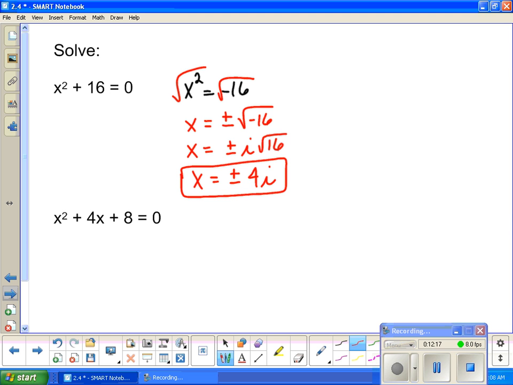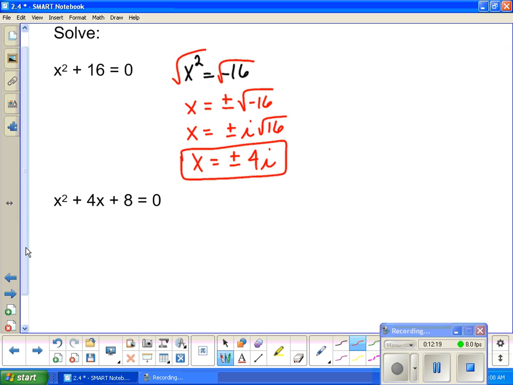Now, I'm going to look at this next quadratic. It has a linear term. There's a couple ways I can approach this. First, is it factorable? No. So since it's not factorable, I'm going to either use completing the square or quadratic formula. I'm looking at that middle term, the linear term. It's even, so I'm going to complete the square on this one.